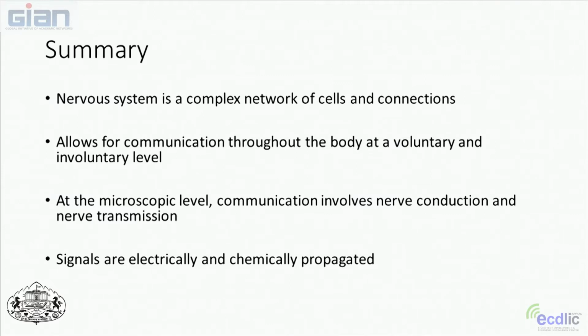So, in summary of this very brief introduction to the nervous system, the nervous system is basically a complex network of cells and connections throughout the body. The nervous system allows for communication at a voluntary and an involuntary level. So, at the microscopic level, communication involves nerve conduction and nerve transmission. So again, these are the conduction of the signal along a cell and across between cells, and these signals are both electrically and chemically propagated.